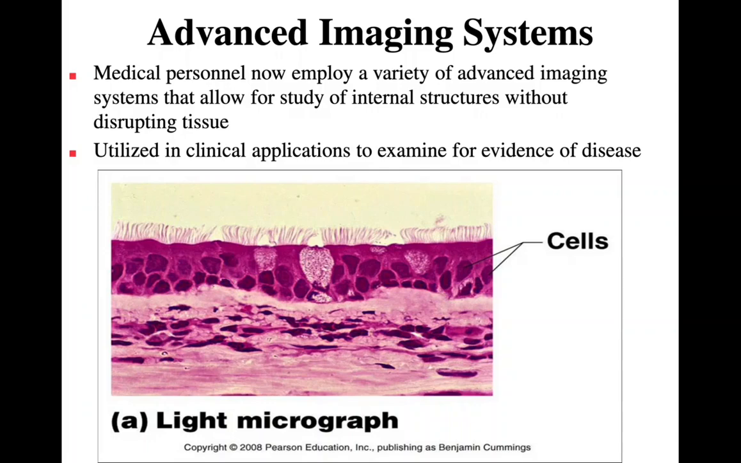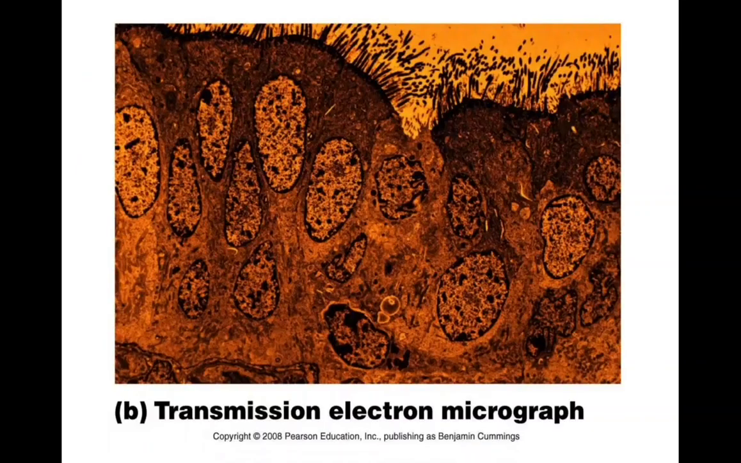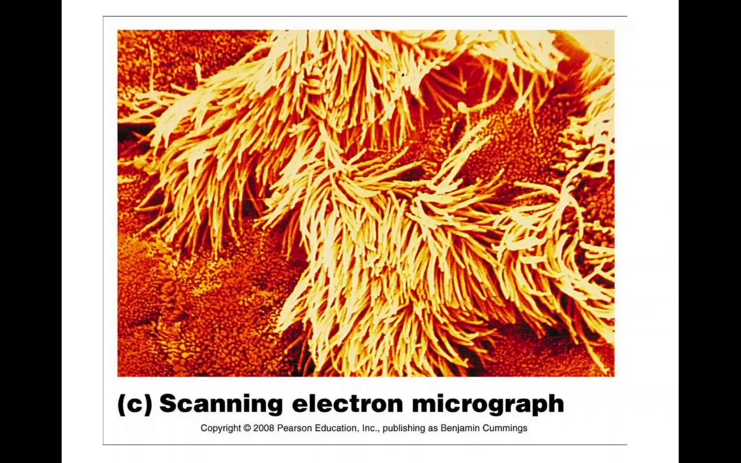So light micrograph, this is a fancy name for something that you would look at underneath the light microscope. Light microscope would be the typical classroom microscope. So transmission electron micrograph. This allows you to do a slice and see the internal structures, where the scanning electron micrograph is going to allow you to see the surface. This can enlarge things much larger than a light microscope with the electron microscope.